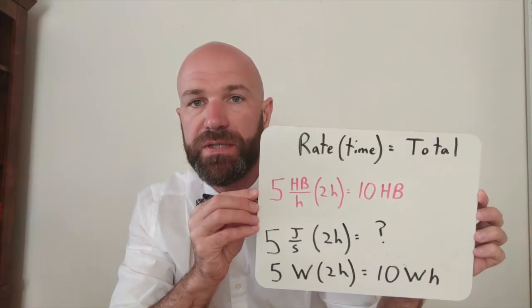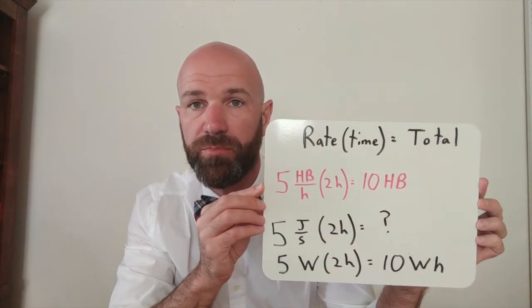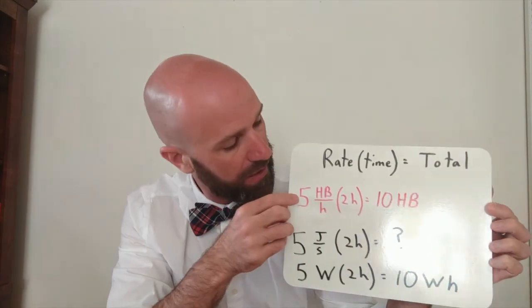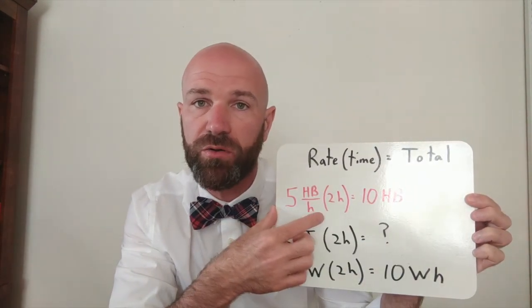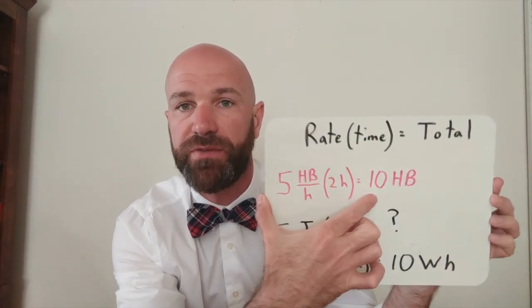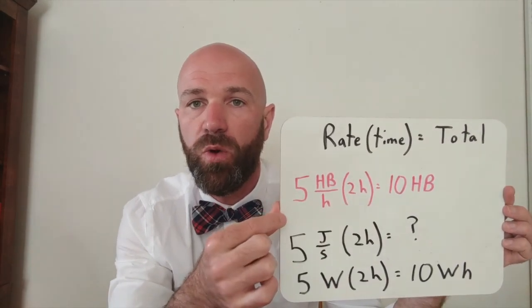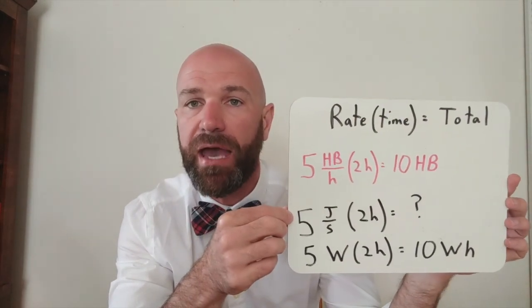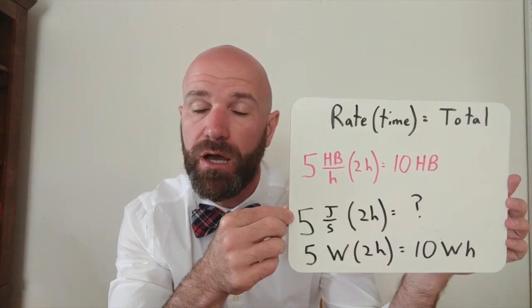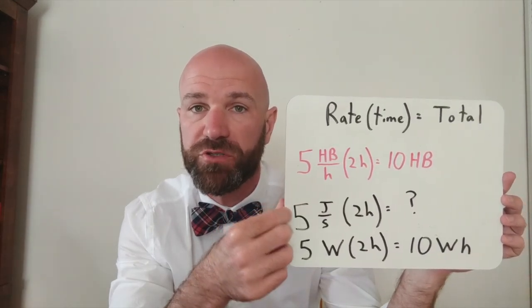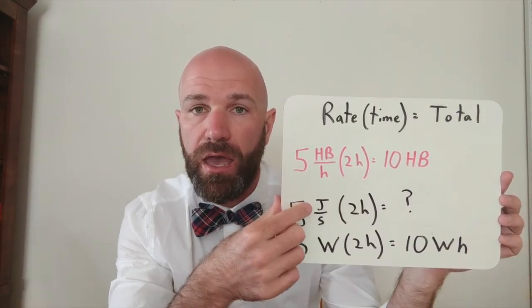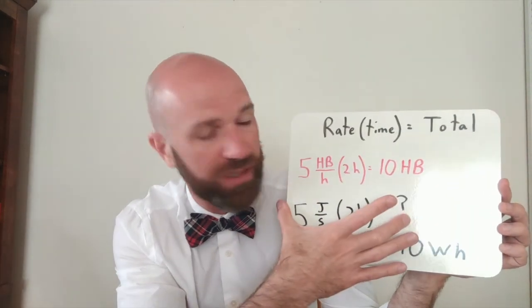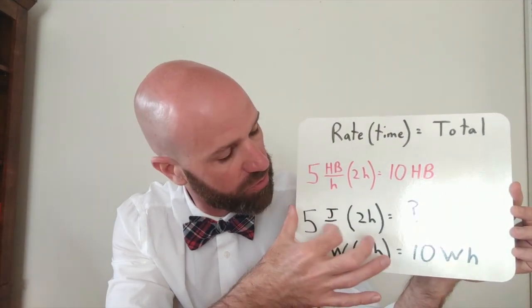Okay, so let's put these two things together. Remember, to get our total, we just take our rate and multiply by time. With our hamburgers, it's our hamburgers per hour times 2 hours. We get our total number of hamburgers. Fairly easy, all right? Well, what if we have something that has a power rating, like a light bulb, a power rating of 5 joules per second, and we run it for 2 hours, what does that give us? Well, it's kind of weird. I'm not sure what these things mean.